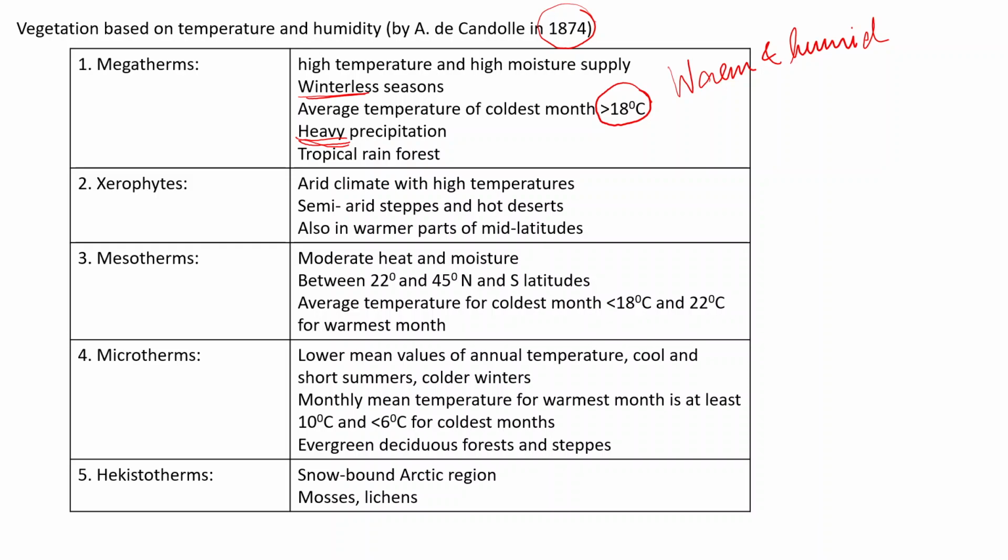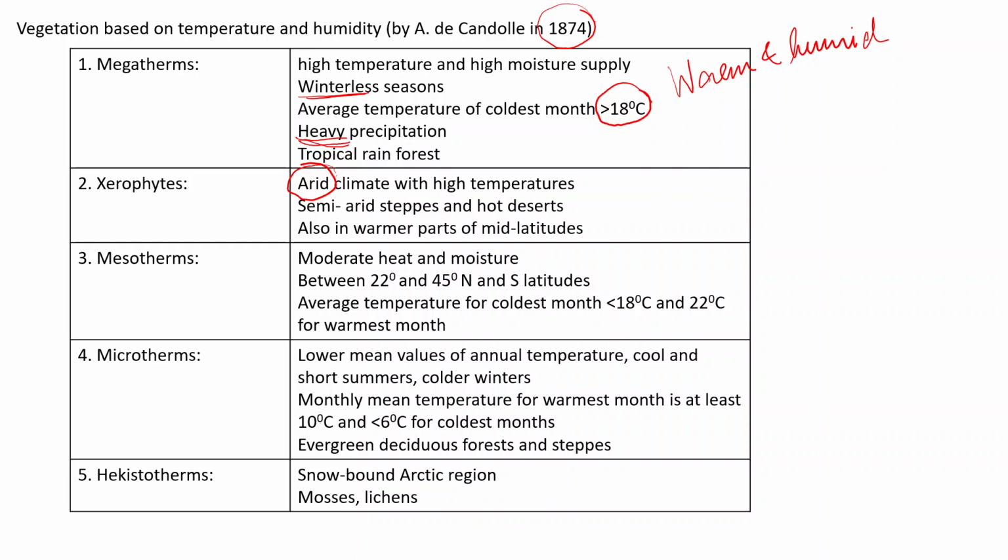Next is xerophytes. As the name suggests, we all have studied in our lower classes that these are the desert vegetation. So it is an arid climate with high temperature. Here the climate is very dry, arid, and the temperatures are obviously very high. When the temperature becomes very high and no moisture is there, it becomes arid. It has semi-arid steppes and hot deserts.